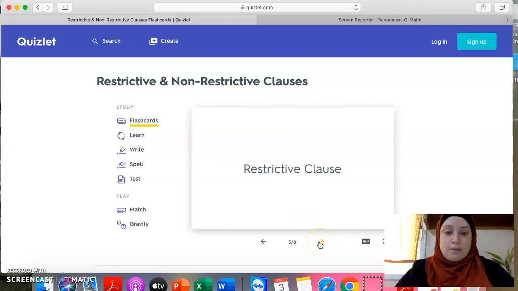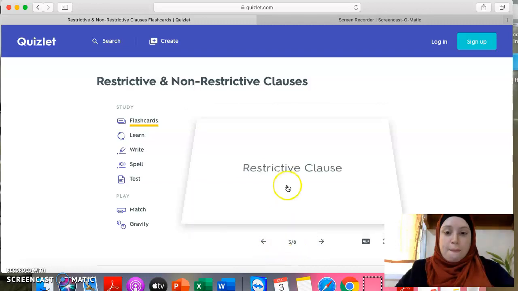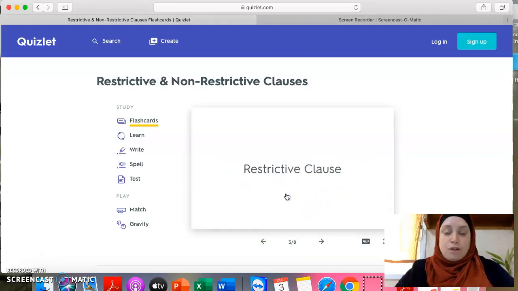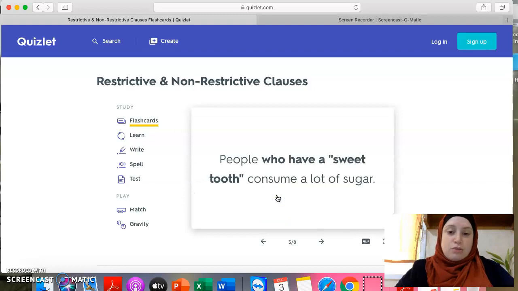Let's take a look at another restrictive clause. "People who have a sweet tooth consume a lot of sugar." Restrictive. Again, why is this a restrictive clause? This is important to the sentence, does not contain any commas, and so therefore it is known as a restrictive clause. "People" is the antecedent to "who have a sweet tooth."